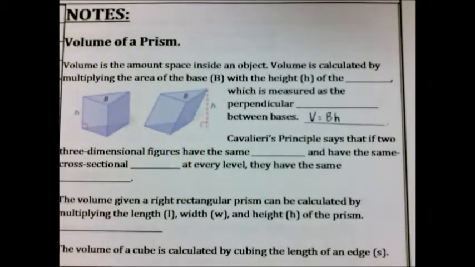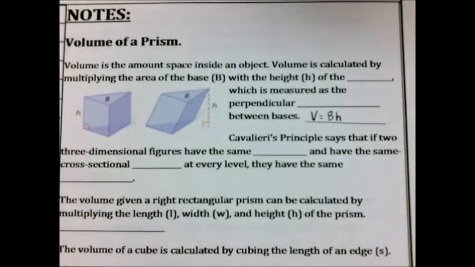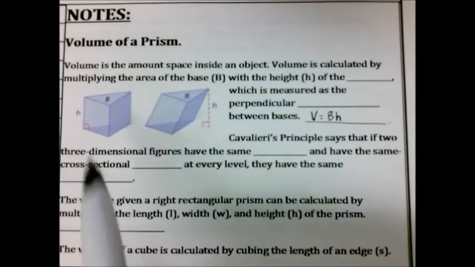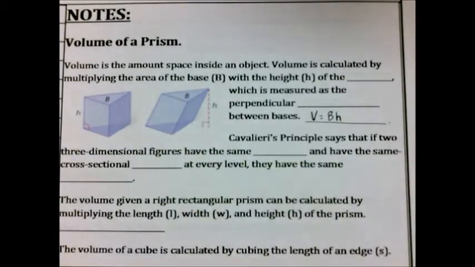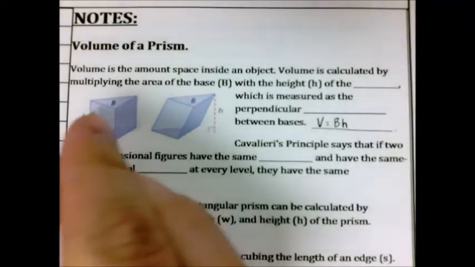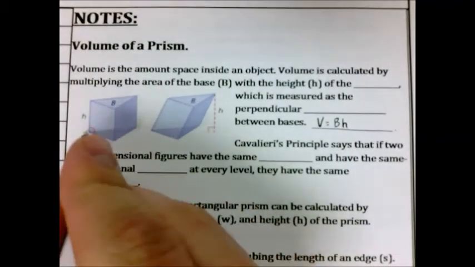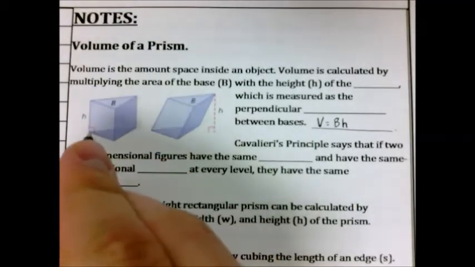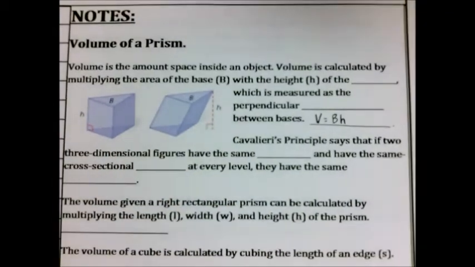It's called Cavalieri's principle, and what that says is that if we have two three-dimensional figures, kind of like the ones right over here, that have the exact same height and have the exact same cross-sectional area. Okay, cross-sectional, remember that's like a plane coming through here. So if it's the same height and the same cross-sectional area at every level, then they are going to have the same volume.